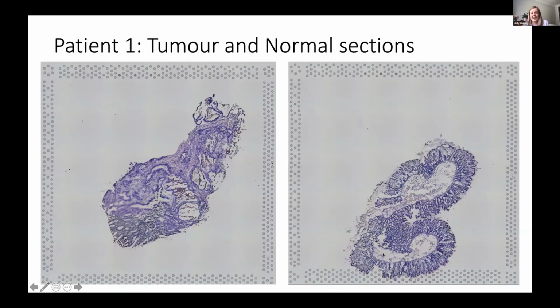These are archival tissues. You can see they're not in perfect condition, but they have been able to provide me with some really great data.